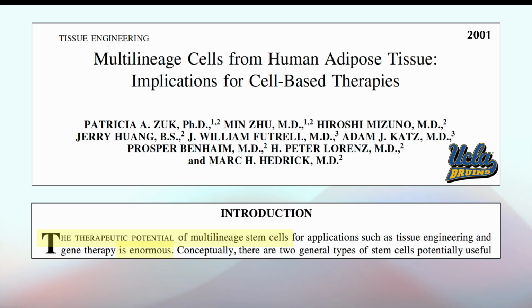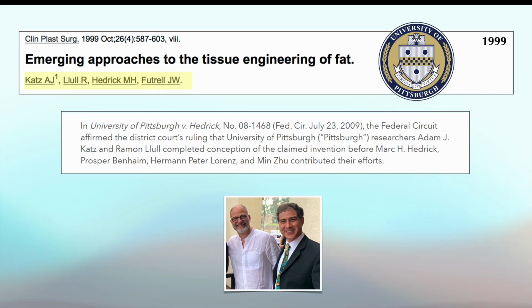Now, Dr. Zook and colleagues at my alma mater, UCLA, get the credit for first reporting on the adipose MSC in 2001, and they indicated correctly that the therapeutic potential of these multilineage stem cells would be enormous. But I would like to give credit to my friend, Dr. Ramon Yui, and his other colleagues, Dr. Katz, Hedrick, and Futrell, who actually were the first to report on this particular cell in 1999, and this was settled at a court hearing in 2009.